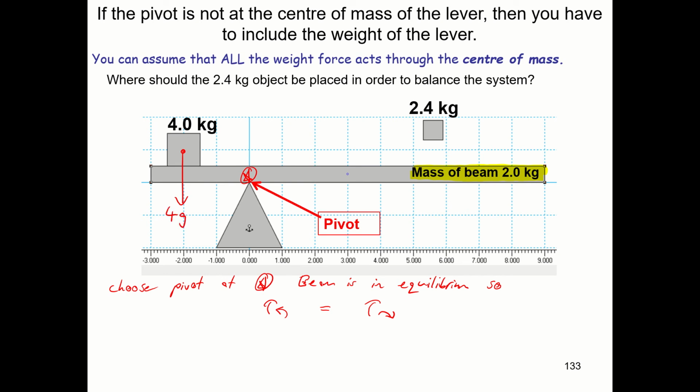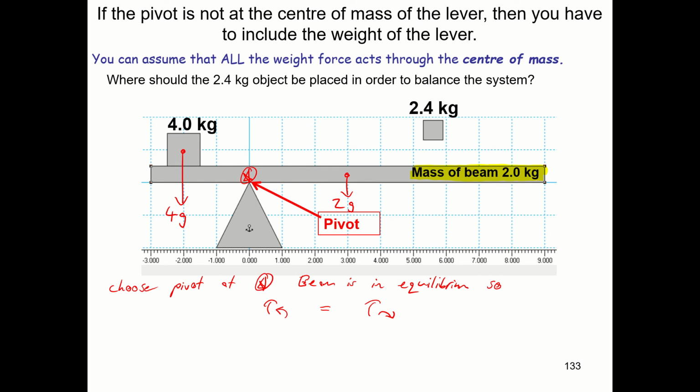So F equals mg, so that's going to be our mass, which is 4 times gravity. I'm just going to call that g. That's going to give me an anti-clockwise torque because it's to the left of my pivot point and trying to push it downwards. And then out over here, I've got another force. That's the weight of the beam, so that's going to be 2g. And that is trying to pull the entire beam clockwise.